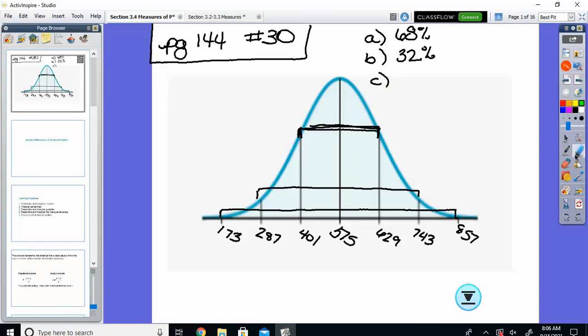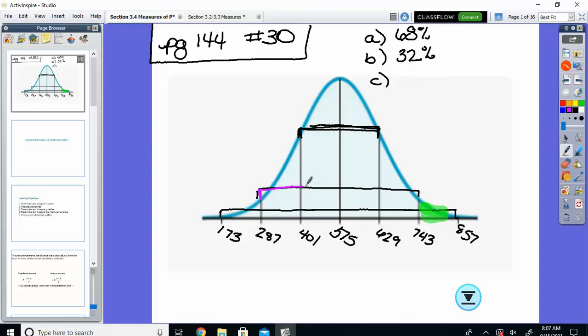Part C says what percentage is greater than 743? So that's just this little table. If you needed to, we have that one page in our notes where we calculated all those. We also know, let's say you're on a test and you don't have that graph and you can't remember how we got it.